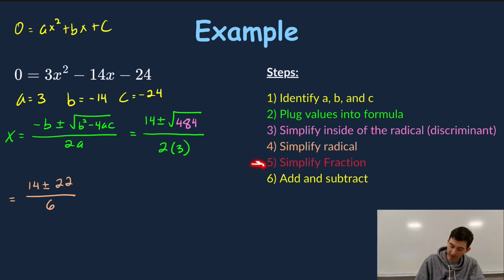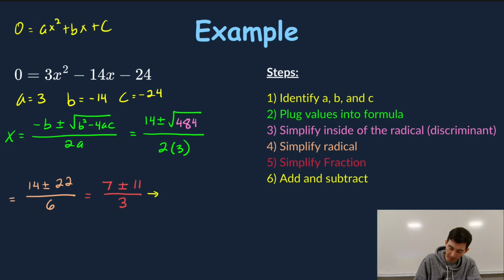Now let's see if I can simplify this fraction any, which just means can I divide all of my numbers by something? Well, they're all even numbers here, so I'm going to divide everything by 2. 14 divided by 2 is 7, plus and minus 22 divided by 2 is 11, 6 divided by 2 is 3. And my last step here is to add and subtract. So I've been using this plus and minus symbol. And what this is saying is I want to add 7 and 11, and I want to subtract 7 and 11.